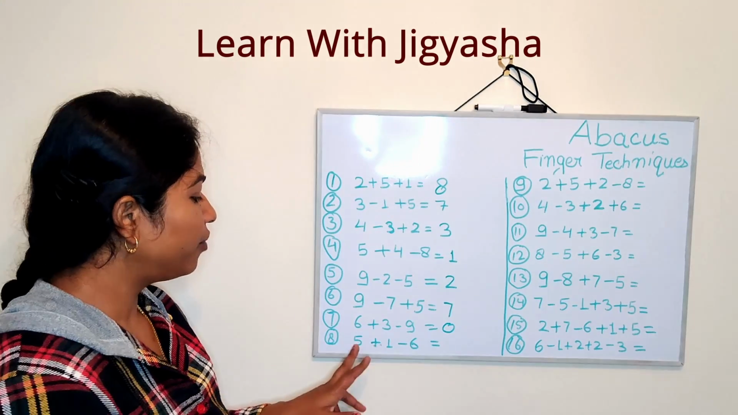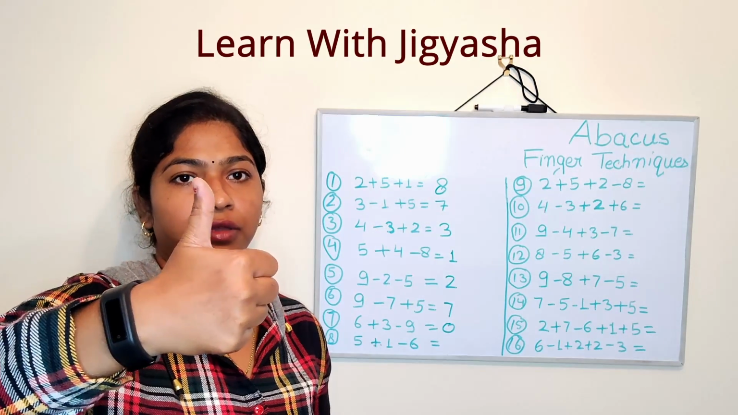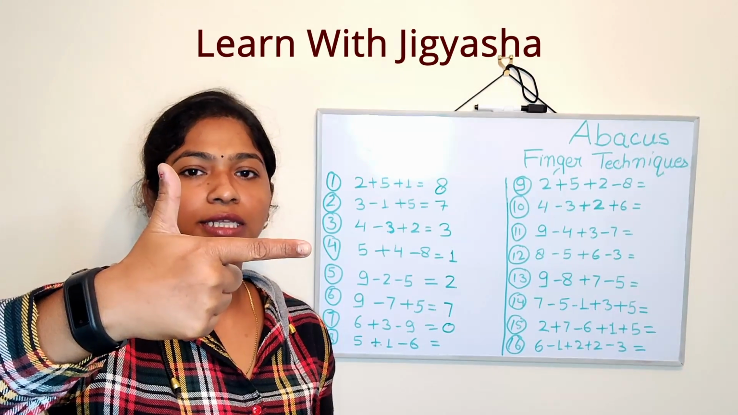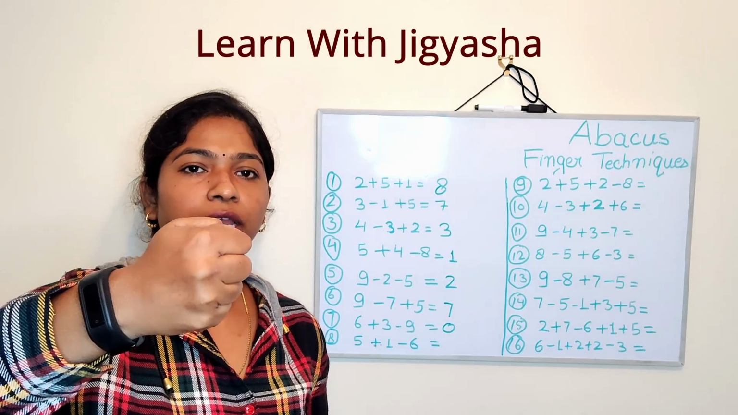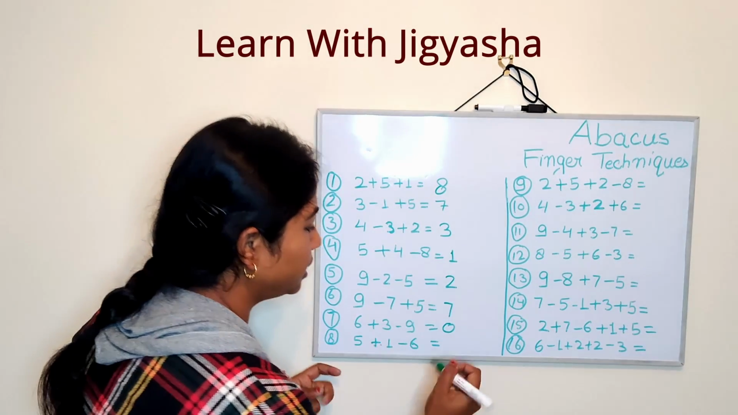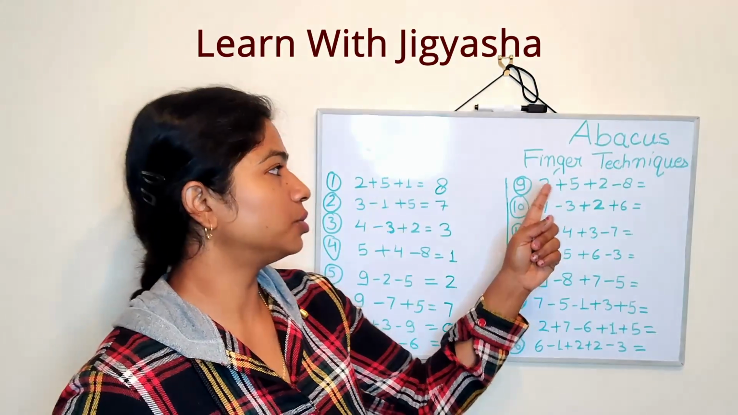Now, next one. 5 plus 1 minus 6. Okay. So 5 plus 1 minus 6. So this is 6. I will close both the fingers. What will I get? 0. So the answer is 0 again. Okay. Now moving on to these questions.